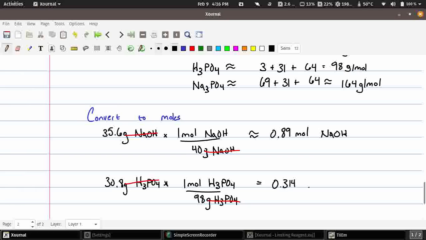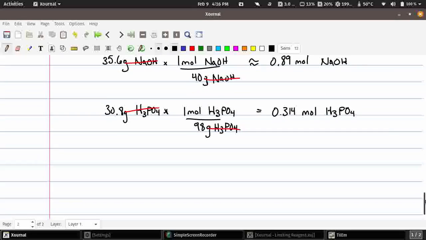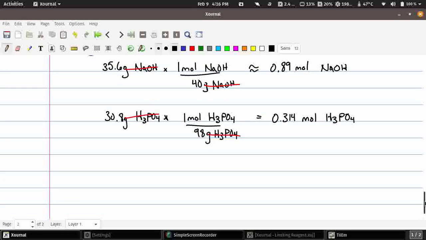0.314 mole of phosphoric acid. So we have everything we need to start solving this. If you need to pause this for a second, go for it. I'm going to start solving the equation. We're trying to find out the limiting reagent.